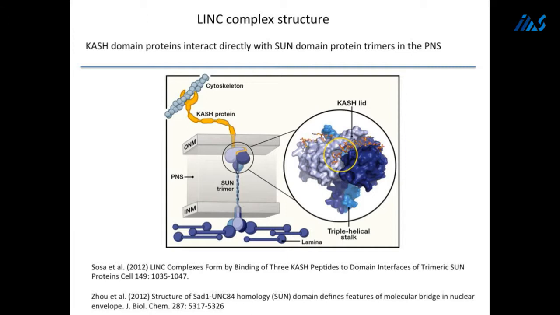Now, the KASH domain is able to interact with the SUN domain at the interface between two SUN domain monomers. So theoretically, a single SUN trimer would be able to interact with 3 KASH domains in theory. Whether that's the case, we don't actually know yet.